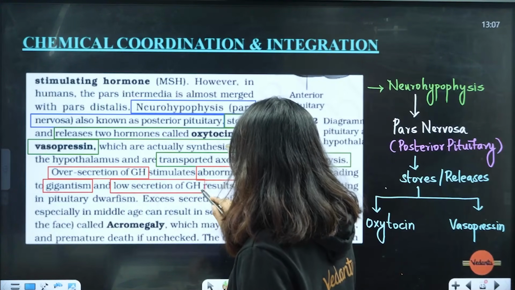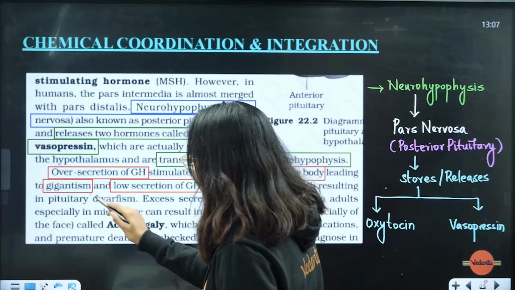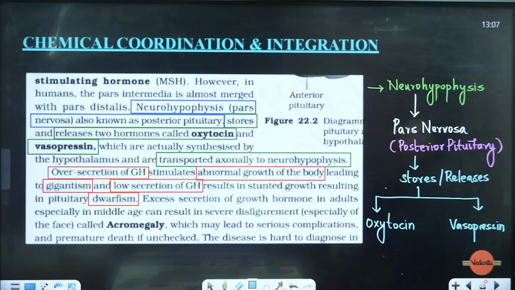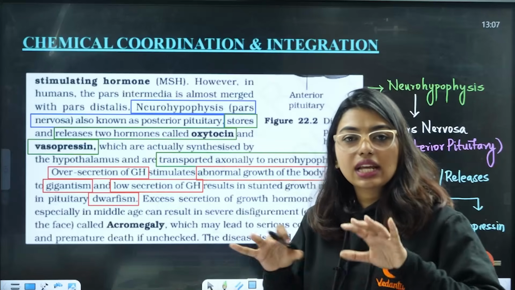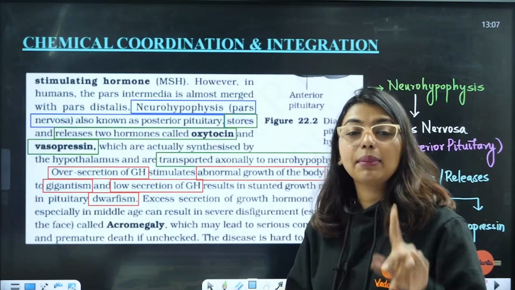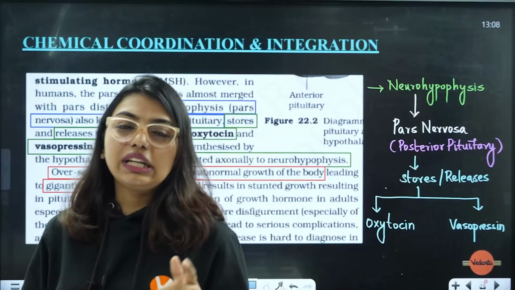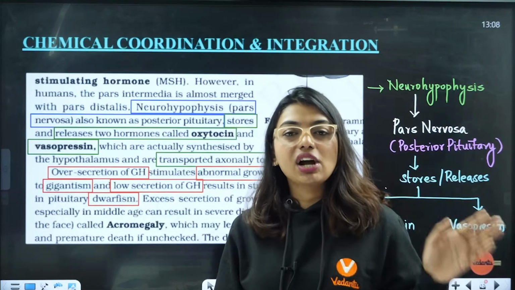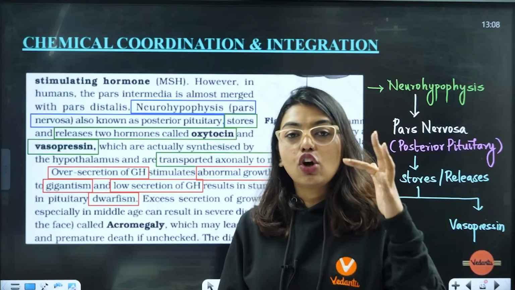If there is very low secretion, then it will lead to what? Stunted growth resulting in dwarfism. So gigantism and dwarfism are there. Excess secretion of growth hormone in adults, especially in middle age. That means even after normal growth, in middle age also there can be chances where the excess secretion will happen. I have added a photo on Telegram of one lady who had acromegaly, where she was normal till one age. After that secretion started increasing and suddenly she started having longer jaws, longer fingers.